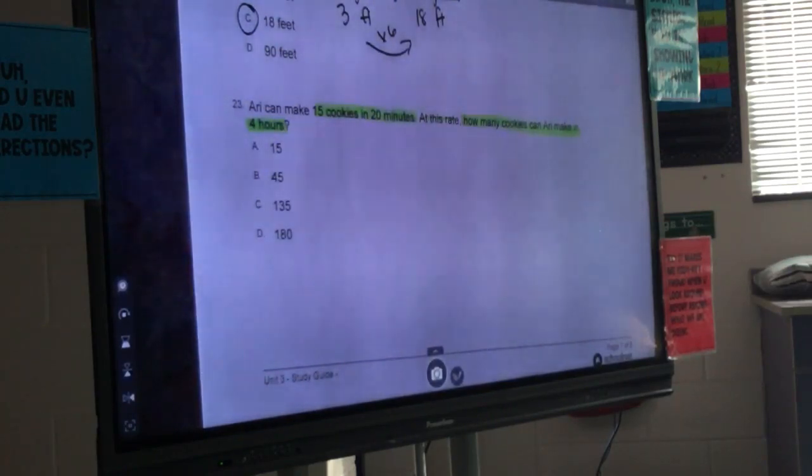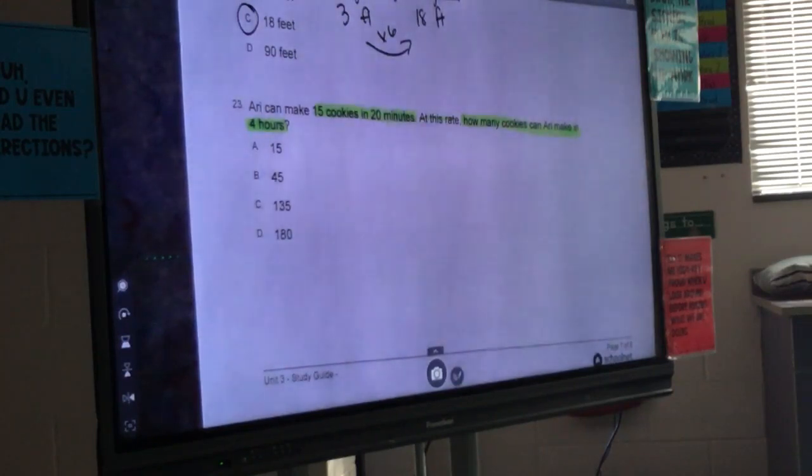All right, so what do you have to figure out before you solve this problem? Because if you solve this problem the way it is, you're going to get the wrong answer. So what do you have to figure out before you solve this problem? Okay. Put your hands down. Stand up if you picked A. Stand up if you picked B. Stand up if you picked C. Stand up if you picked D.